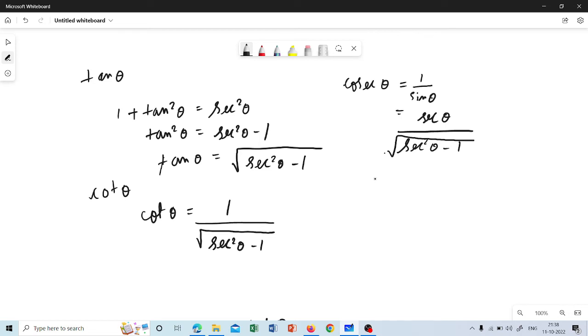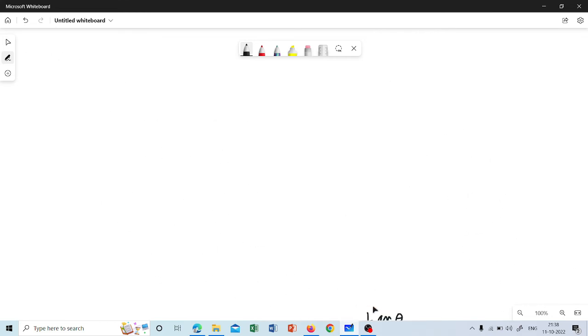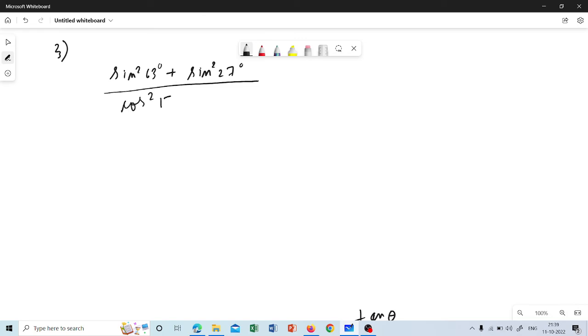So I am going to start with the third question. Question number 3 is given as sine square 63 plus sine square 27, obviously in degrees, divided by cos square 17 plus cos square 73.